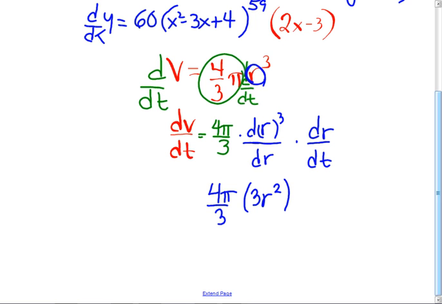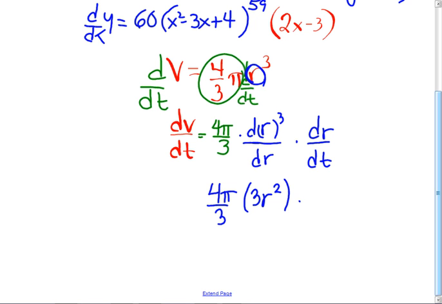3r squared. That's with respect to r. So if I change time, what's going to happen to the radius of my balloon if I'm blowing it up? It's going to get bigger. That's going to change, right? And then as the radius changes, what happens to the volume? It changes. And that's how we chain these things together.